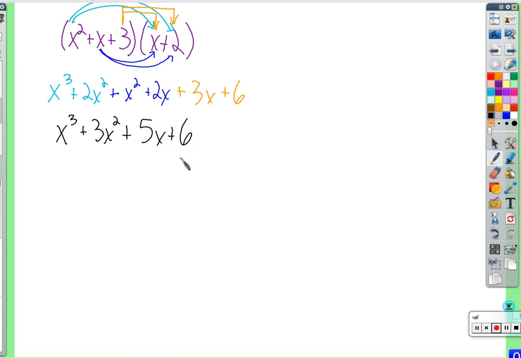There you go, there's the product of a trinomial, that's the three terms over there, and the binomial, the one that's on the right. Try it, multiply a trinomial by a binomial, and that's enough.